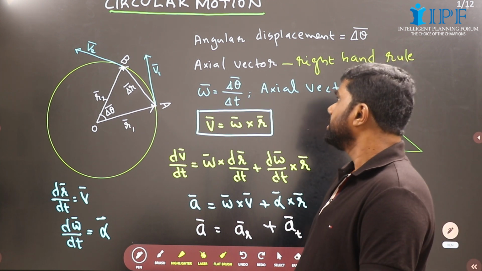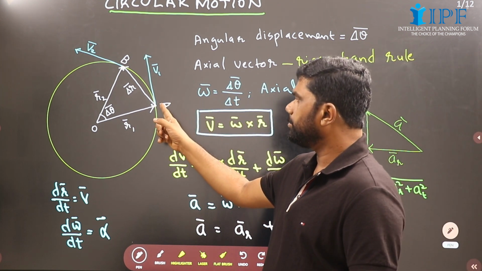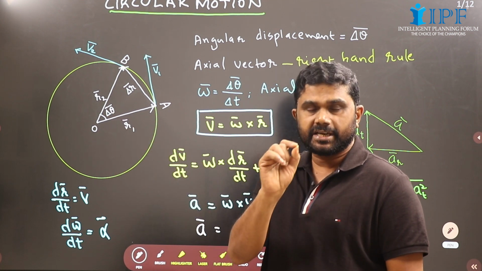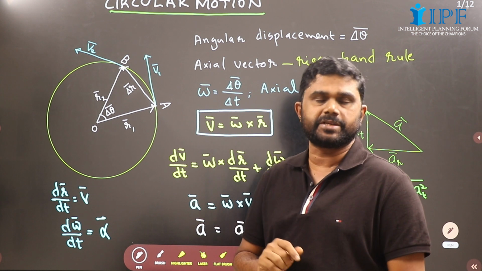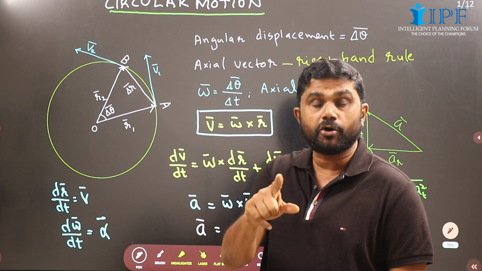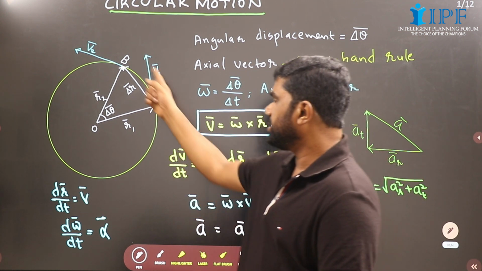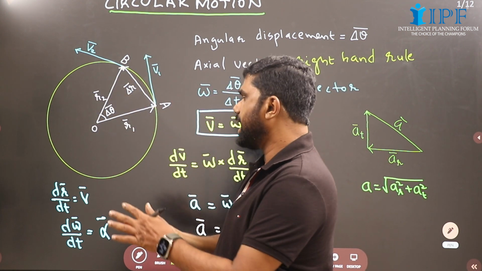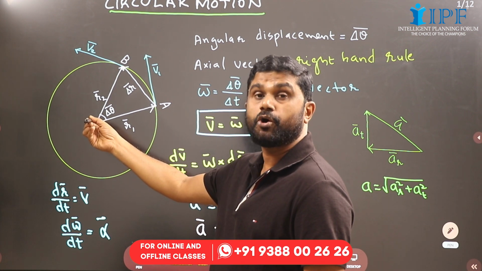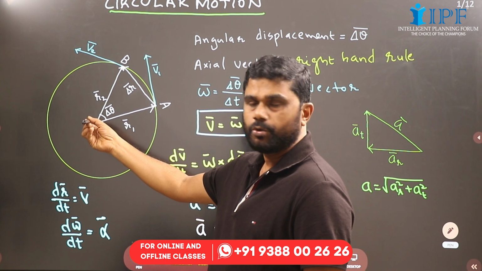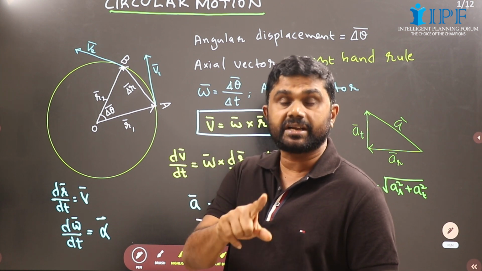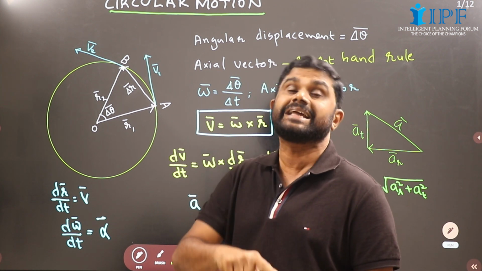Now, when a body moves from A to B, it describes an angle delta theta. That delta theta is called angular displacement. It is a vector, and that vector is directed along the axis of rotation. When the body is moving like this, the axis is like this: a straight line passing through the center and normal to the plane of the circle. So the angular displacement delta theta is a vector directed along the axis, so it is called an axial vector.